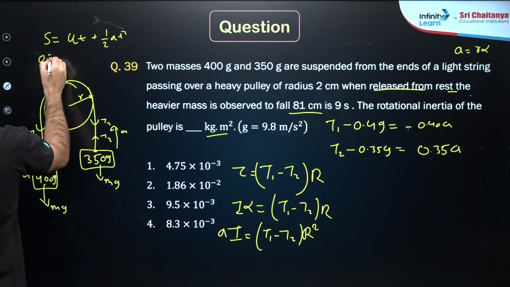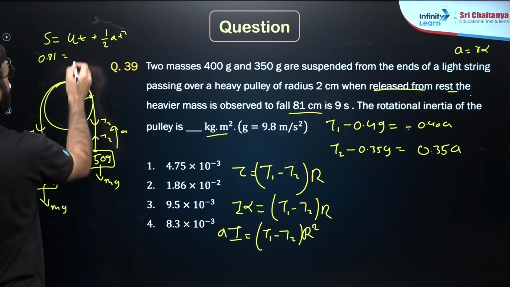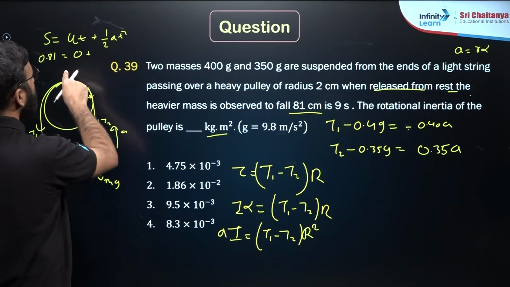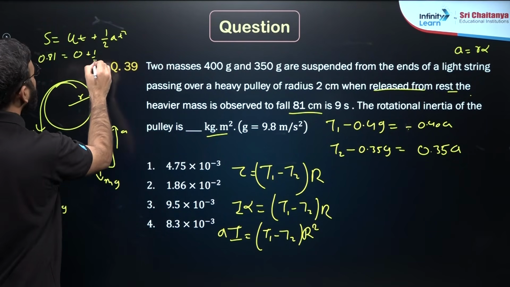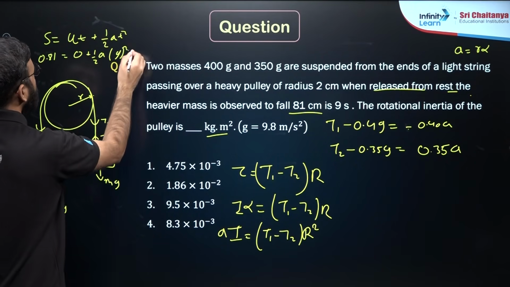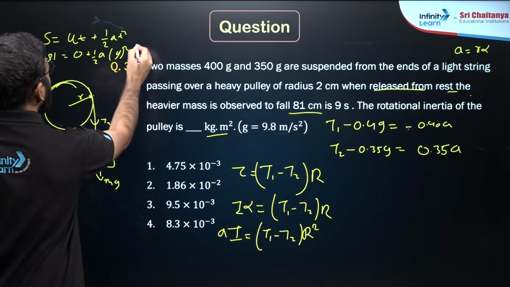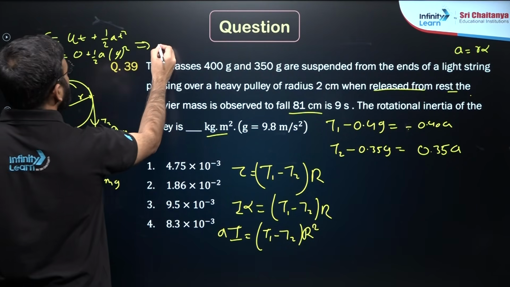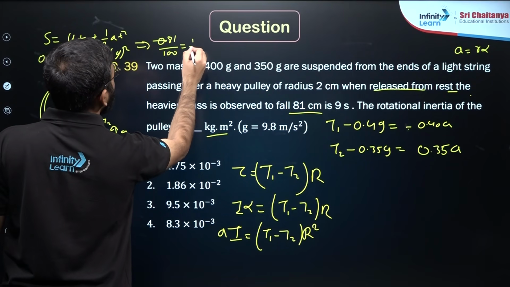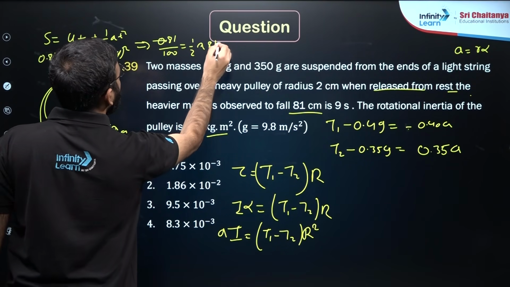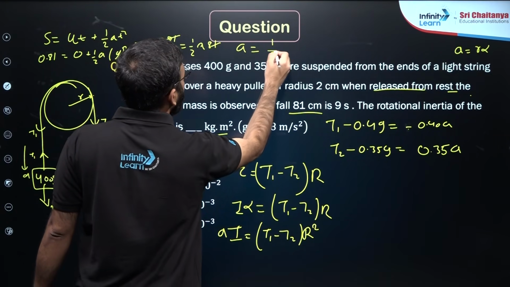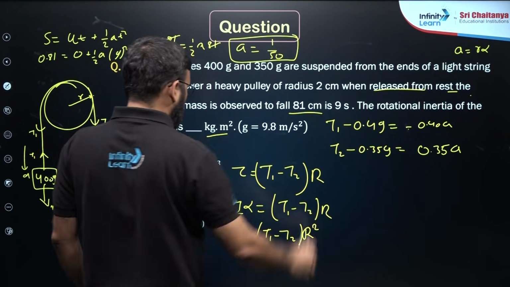So 0.81 equals initial, which is 0, plus, because it is released from rest, so my velocity of the system is 0, half into a into t square, where t is 9 seconds. So 9 square. So here you can get a. So 0.81 equals 1 by 2 into a into 81. So 81 and 81 cancel out. So a equals 1 upon 50. Okay, so everything you have.